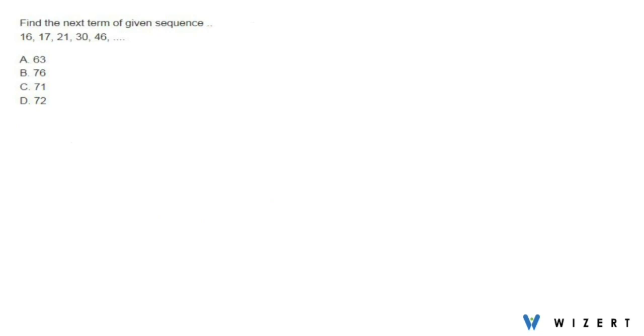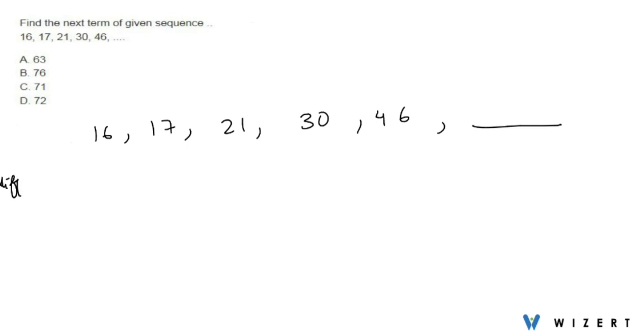Find the next term of the given sequence, and the given sequence is 16, 17, 21, 30, 46. So we have to find the next term. Here let us see the difference.